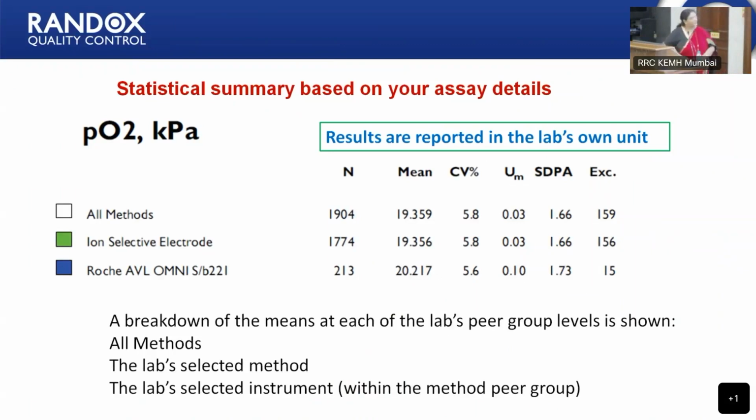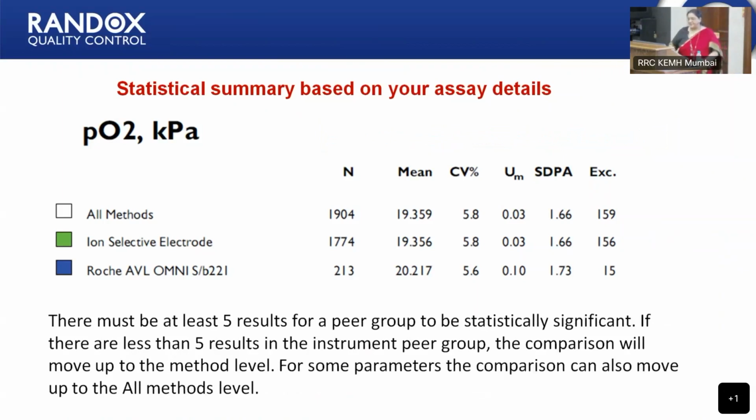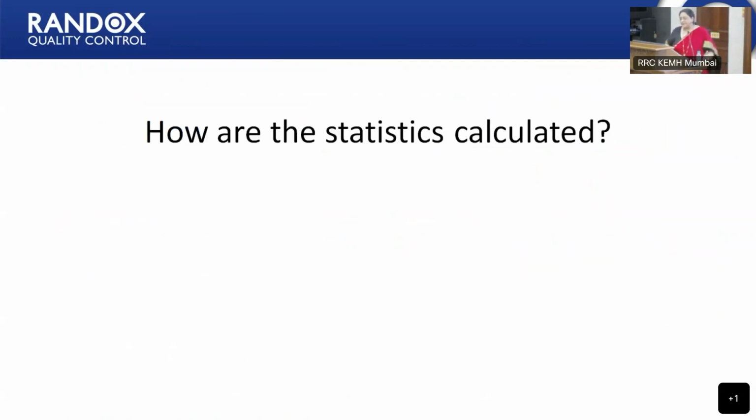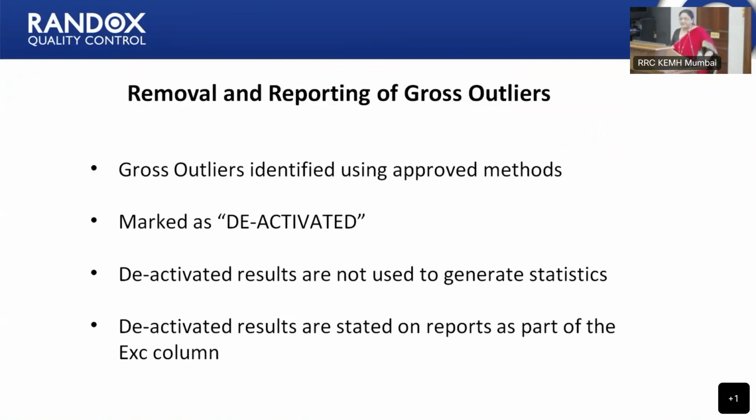The results are reported in the units registered by the laboratory. If there are fewer than 5 participants in the instrument peer, then the results will be compared with the upper peer, that is the method group. And again, if in the method group there are fewer than 5, it will be compared with all method. Now, how are these results compared, or how is the statistics calculated?